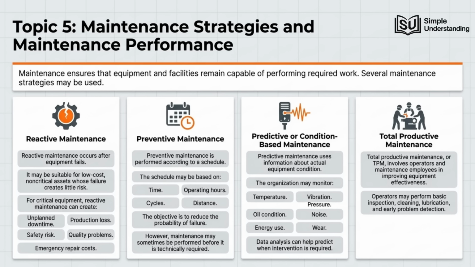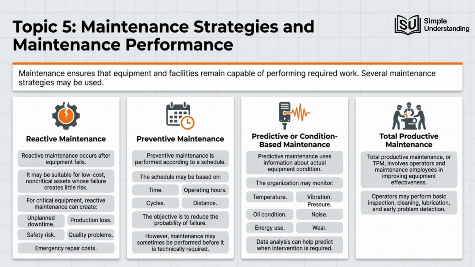Reactive maintenance. Reactive maintenance occurs after equipment fails. It may be suitable for low-cost, non-critical assets whose failure creates little risk. For critical equipment, reactive maintenance can create unplanned downtime, production loss, safety risk, quality problems, and emergency repair costs.